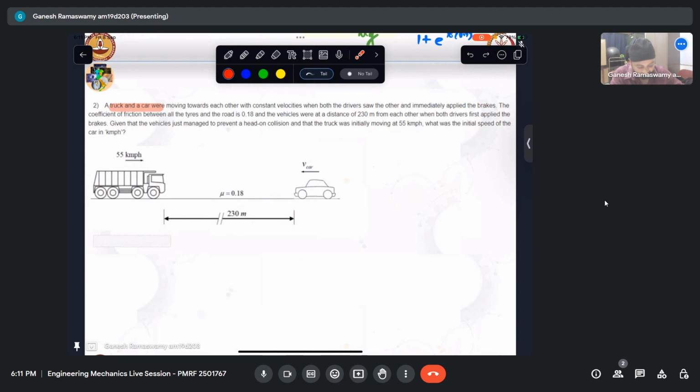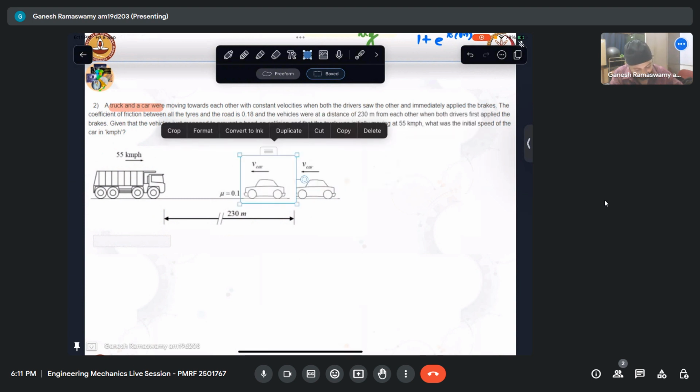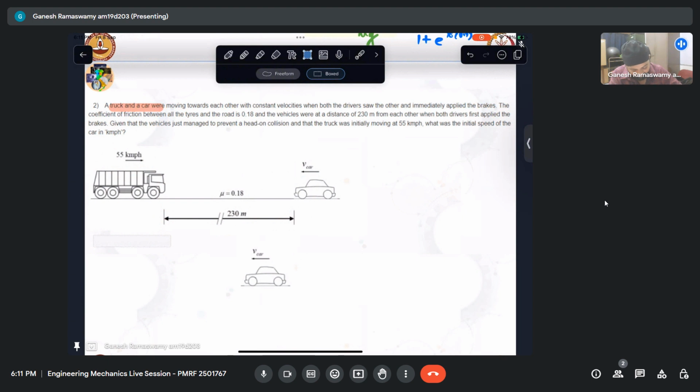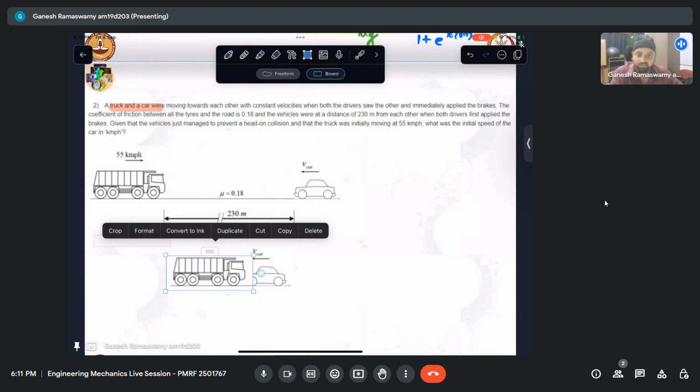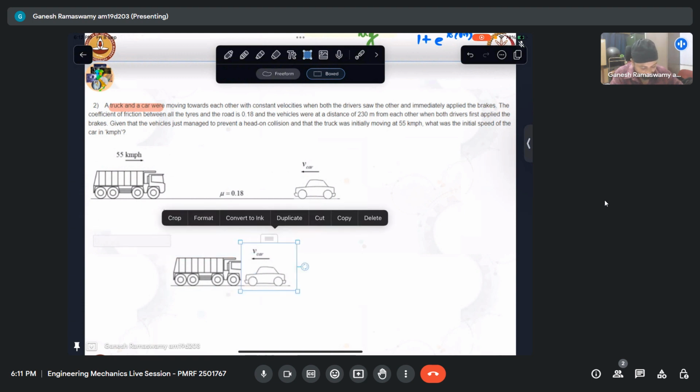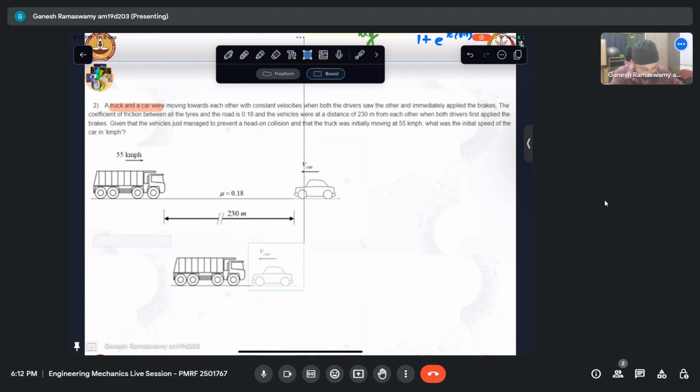What does that mean? Essentially, this means that this car got to some point here, and this truck got to a point where they just touched, just managed to come over each other and prevented their collision. So it was something like this. This is the instant at which they stopped.